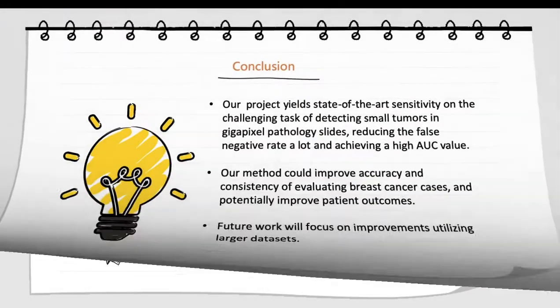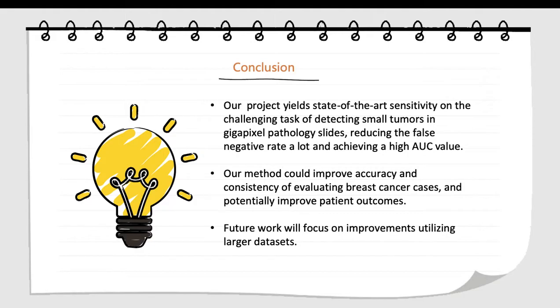In conclusion, we present a CNN framework to aid breast cancer metastasis detection in lymph nodes in our project. We built this model by leveraging a more recent Inception architecture, careful image patch sampling, and data augmentations. Our method achieves state-of-the-art sensitivity on the challenging task of detecting small tumors in gigapixel pathology slides, reducing the false negative rate a lot and achieving a high AUC value. Our method also improves accuracy and consistency of evaluating breast cancer cases and potentially improves patient outcomes.